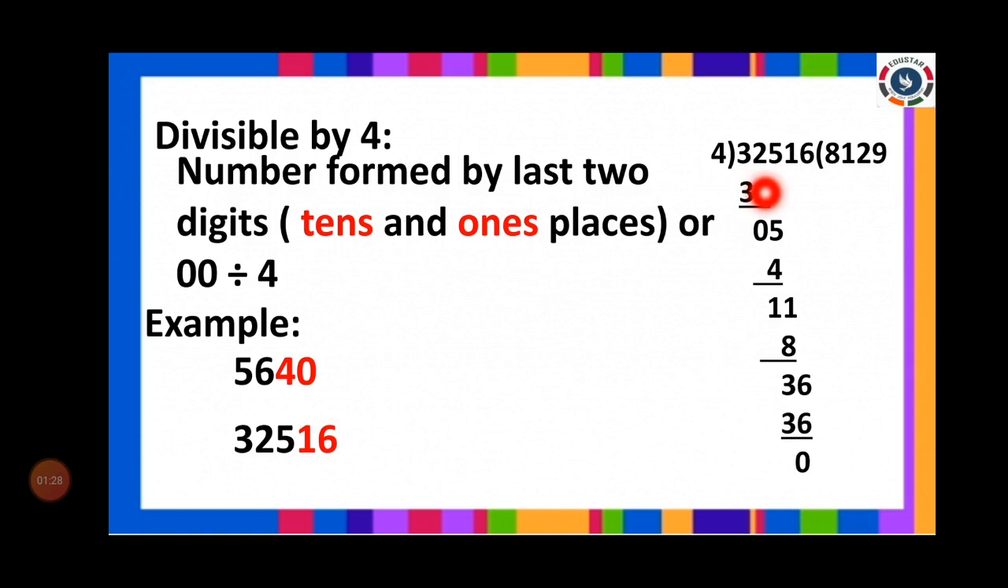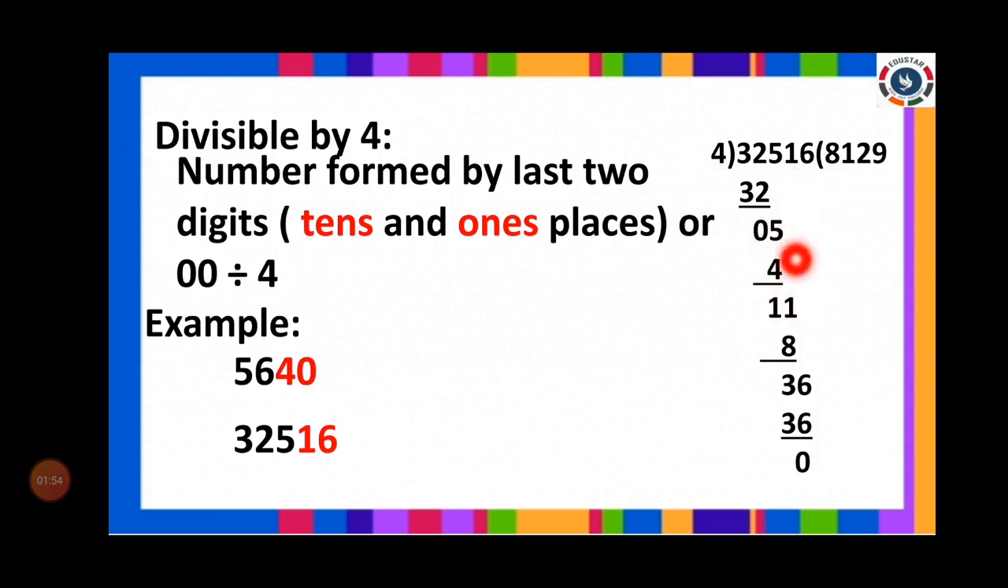Here, 32,516 divided by 4. First I am taking the two digit number 32. 8 times are there, so I write 8. No remainder, so I bring 5 down. Then 4 1 times is in 5, so I write 1. Then 1 4 is 4. Then subtract, you get 1.